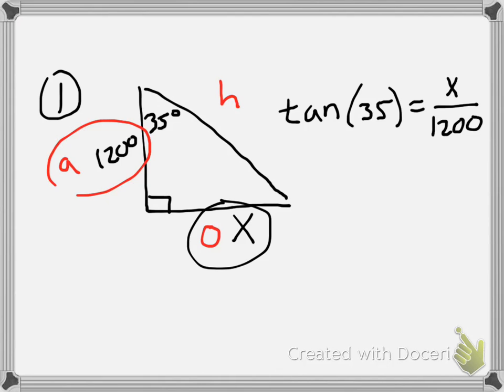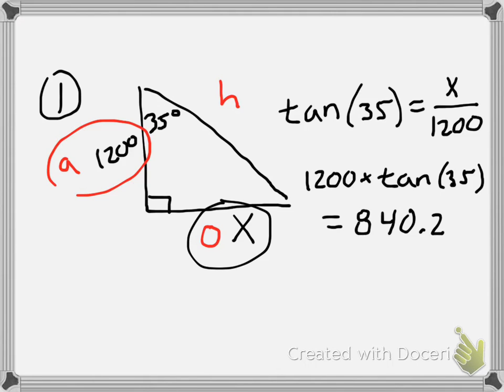Now remember, anytime the x is on the top, in order to solve, you do 1200 times your tangent of 35, and as long as you're in the correct mode, once you type that in, you should have your answer. This one comes out to about 840.25. This question is multiple choice on your test, so it'll be easy to find your answer.